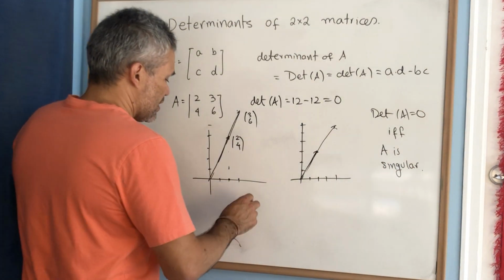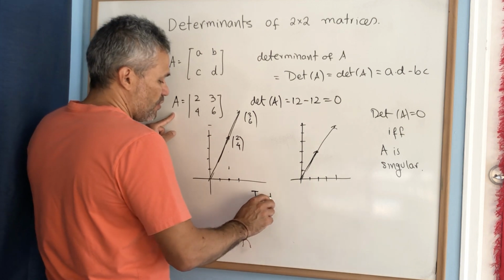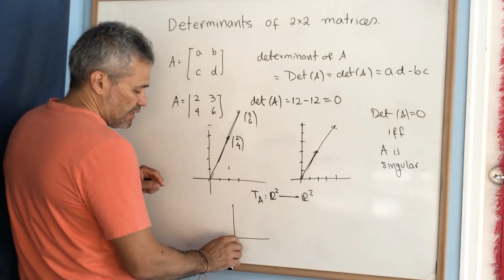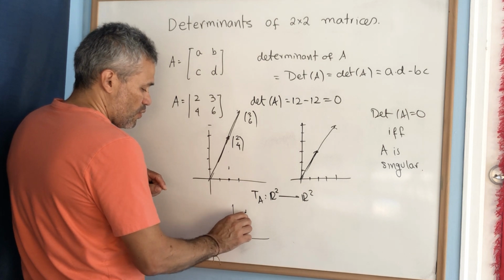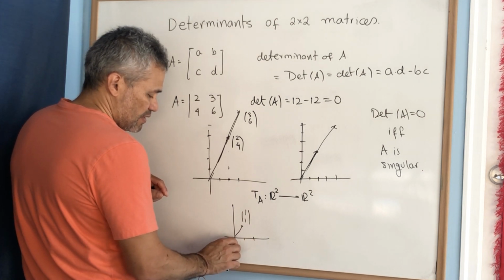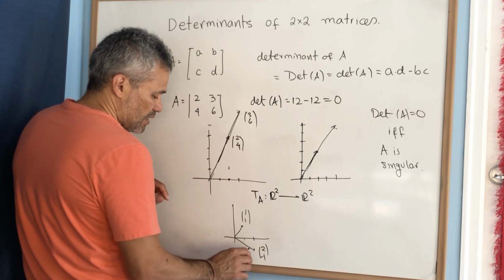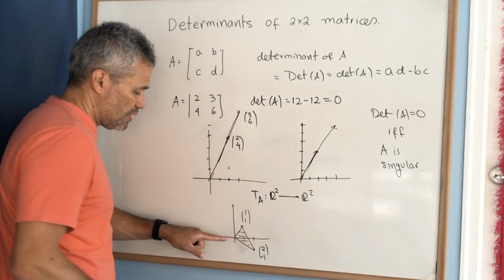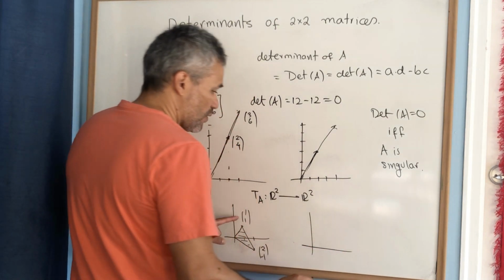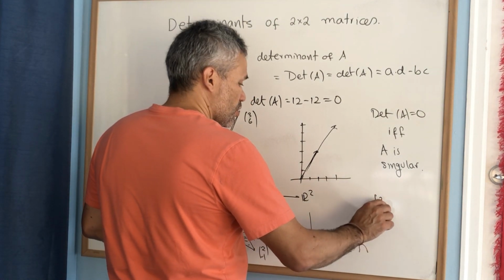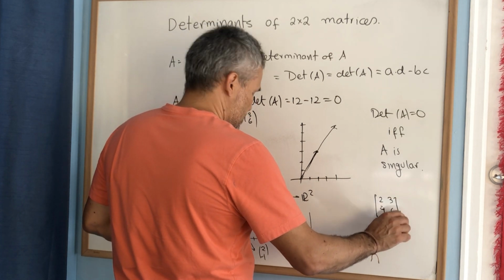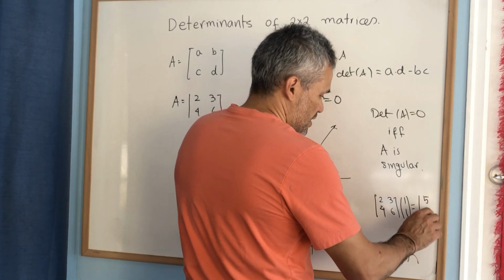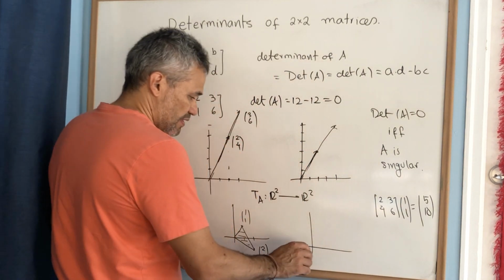We can also see the interpretation of T of A. If we have T of A going from R2 to R2, and for example, suppose that we take the vector 1, 1 and the vector 2, negative 1. Then in this case, if you consider this triangle, let's see where this triangle goes. 1, 1 will go to 2, 4, 3, 6 times 1, 1, which is 5, 10.